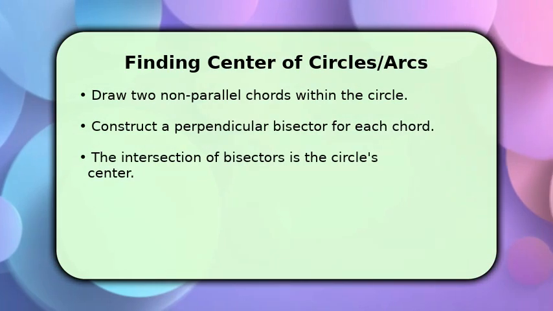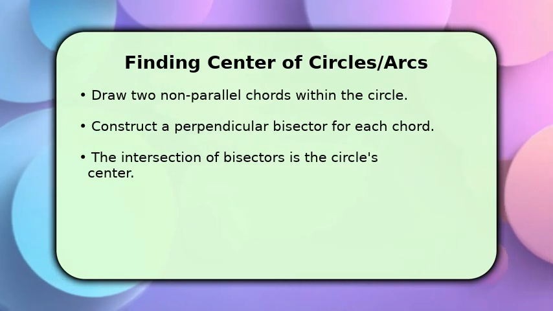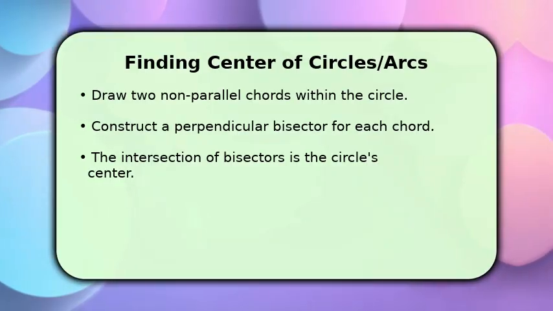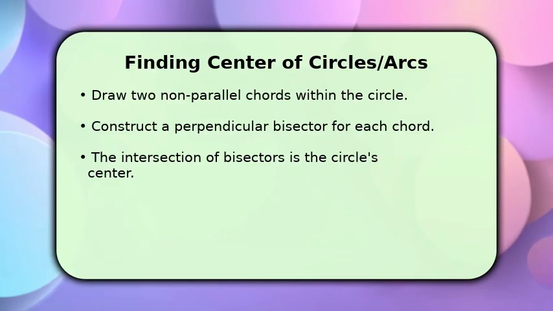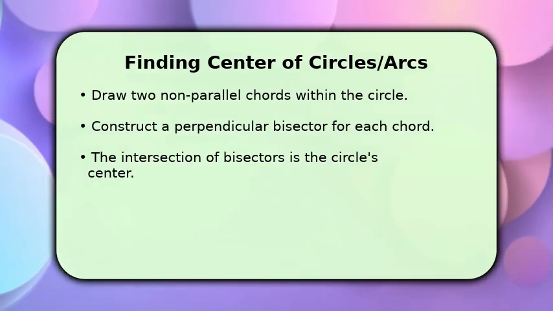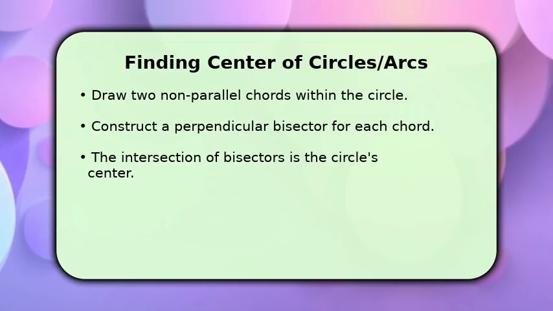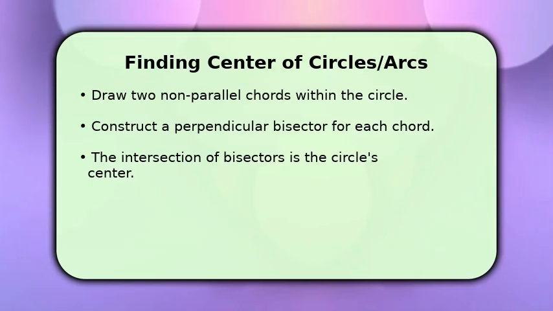When working with circles or arcs, finding the center line, which is often the center point itself, requires a slightly different approach. You can draw any 2 non-parallel chords within the circle. Then, construct the perpendicular bisector for each of these chords. The point where these 2 bisectors intersect is the exact center of your circle. This method ensures high accuracy, especially for larger or less defined circular shapes, providing a reliable center for your work.